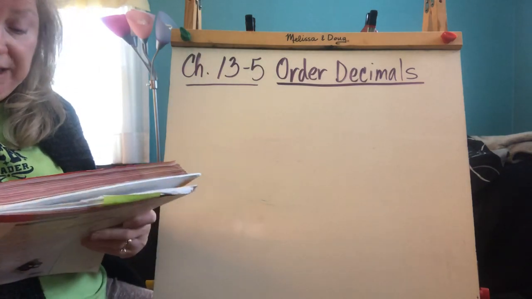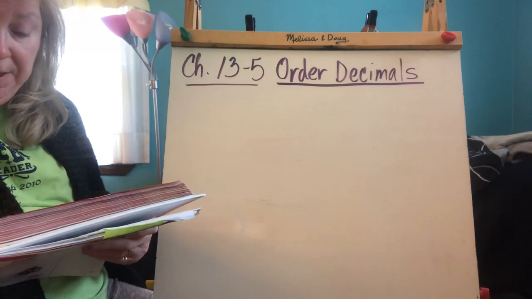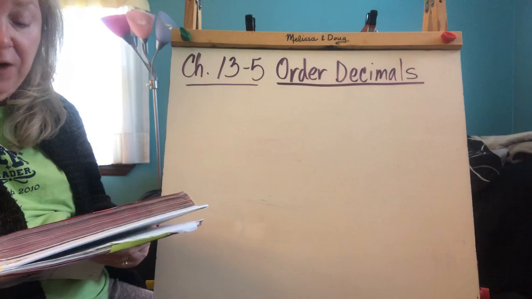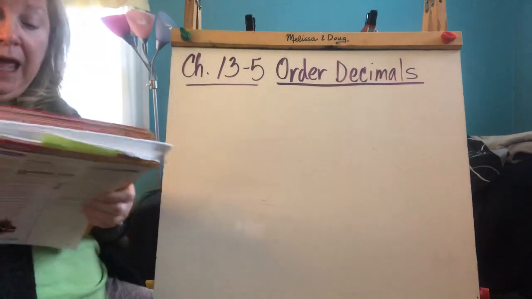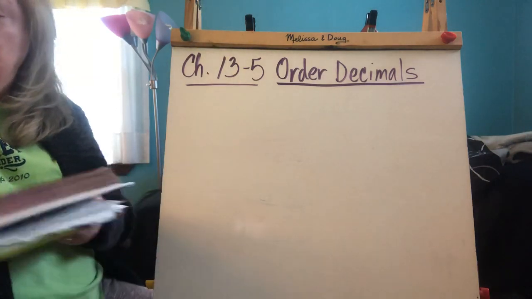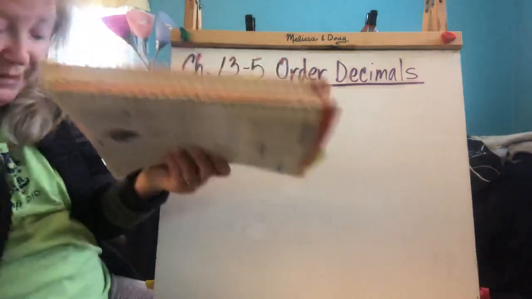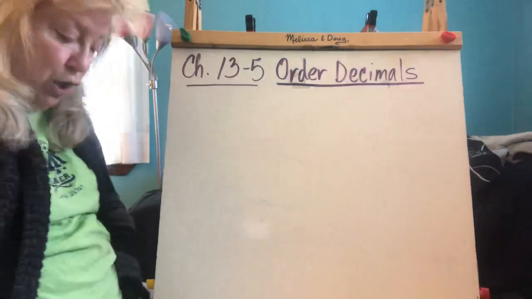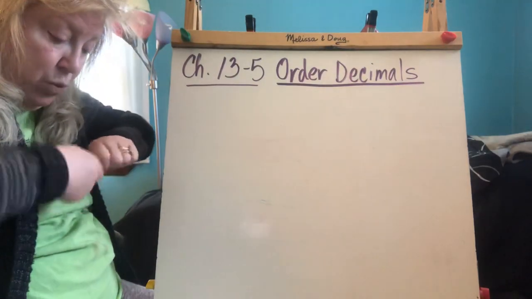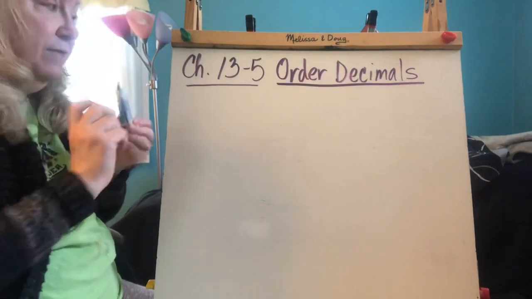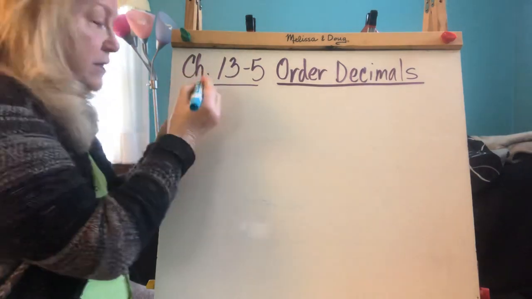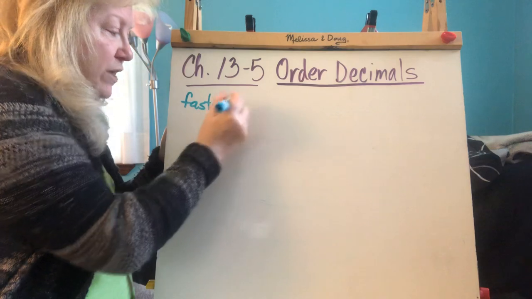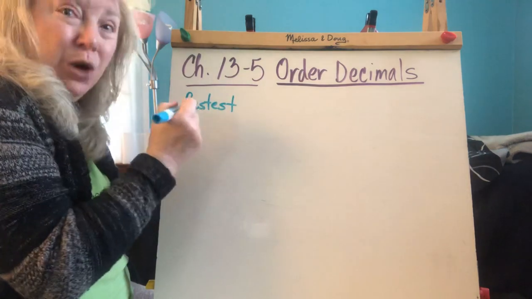Let's say you were given the finishing times from a race, okay? And you have to put them into the order from the fastest time to the slowest time. Okay, so we're going to be doing the fastest time to the slowest time. So the fastest time is going to be the lowest number.